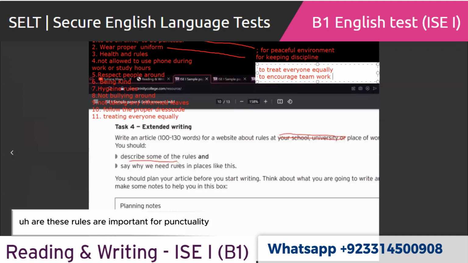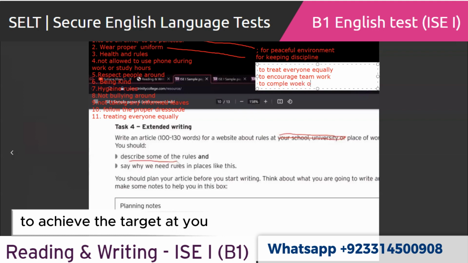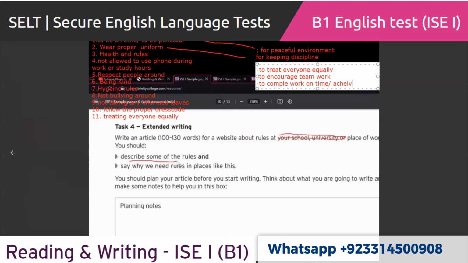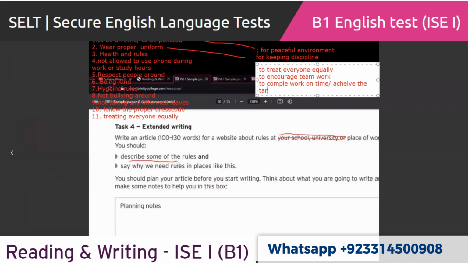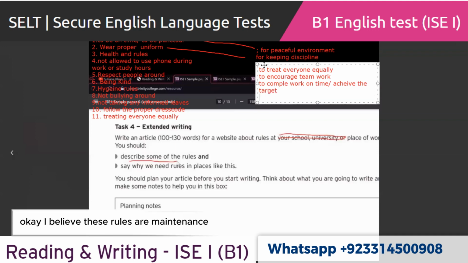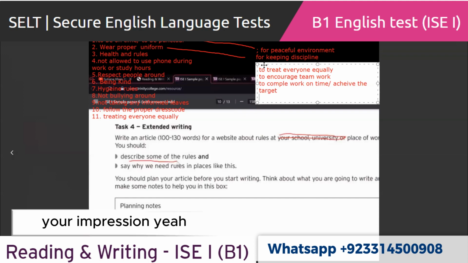And these rules are important for punctuality, all right? Or these rules are important to complete work on time, or to achieve the target at your work. Very nice. To complete work on time or achieve the target. What else? Or these rules for maintaining your impression.